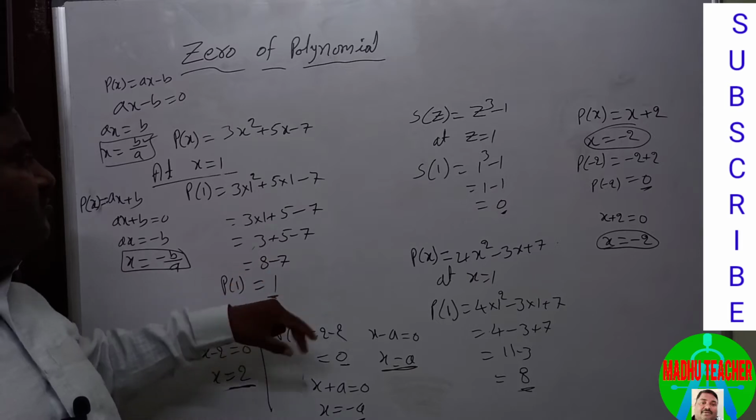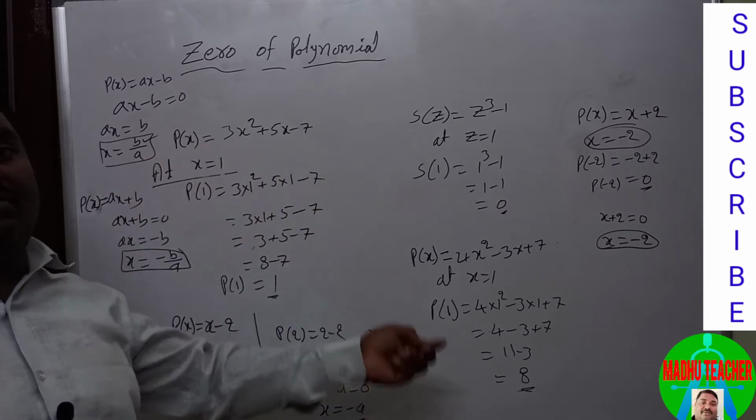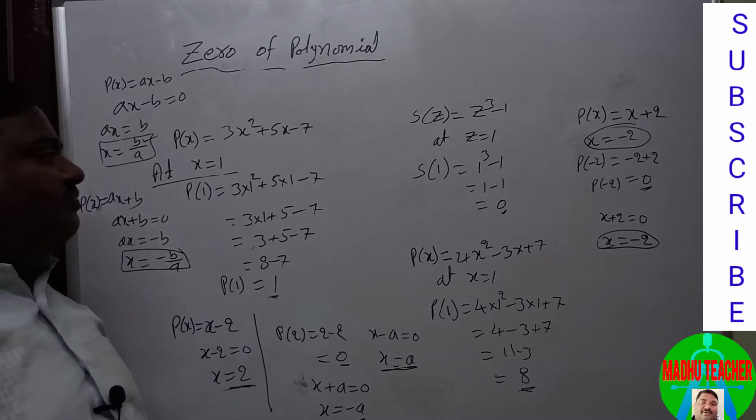If it is not, substitute another one. If you get 0 at that value, we can decide that it is the 0 of the polynomial.